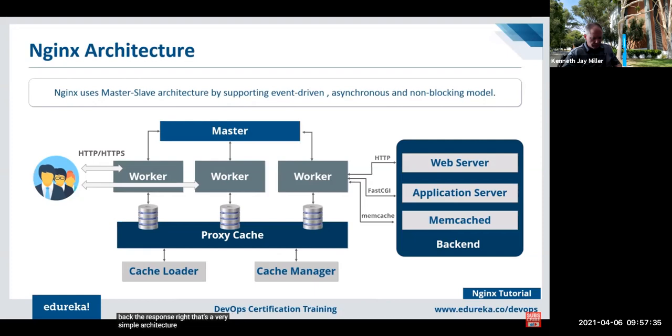So it's a very simple architecture, guys, if you look through the above. You just have to understand that it works on an event-driven model and also on an asynchronous and non-blocking model. And it's a simple master-slave architecture, right? It has one master and there are various worker nodes working for it. And you can use these worker nodes for processing thousands of requests at a time, right?